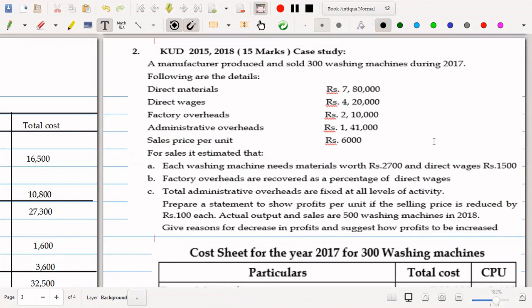Okay, let's see one more problem. I have solved this. I'll tell you how I solved this and arrived at the answer.